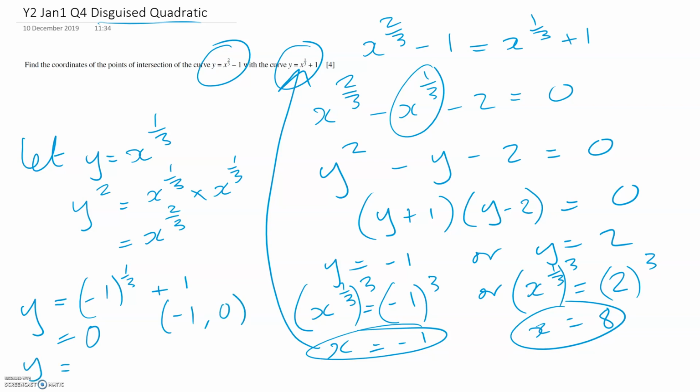And the other point where the graphs meet will be 8 to the power of 1/3, put 8 in there, plus 1. So the cube root of 8 is 2, plus 1 equals 3. So we get 3, which gives us our other point of intersection, which is 8, 3. So the two answers are this and this.